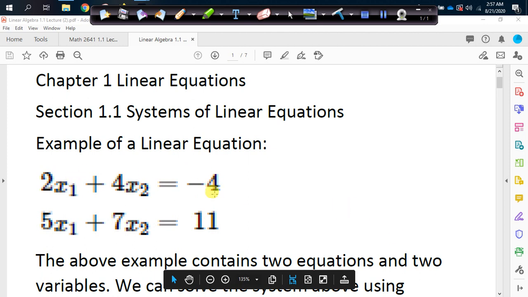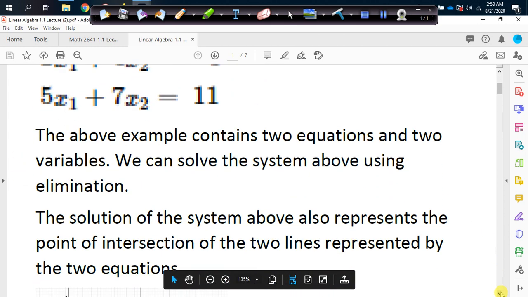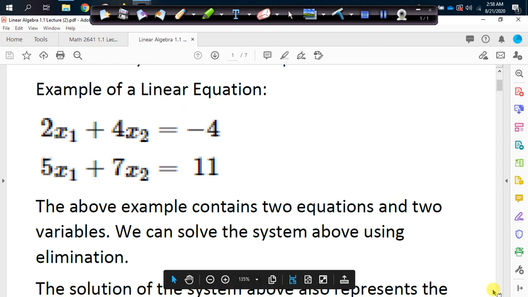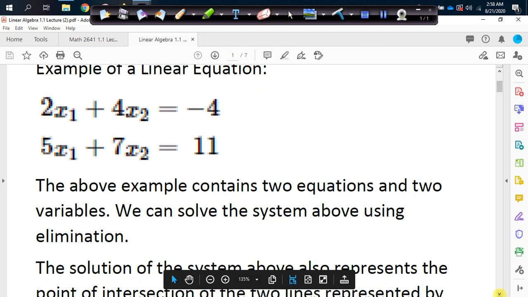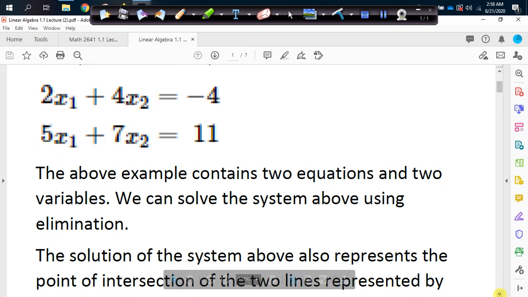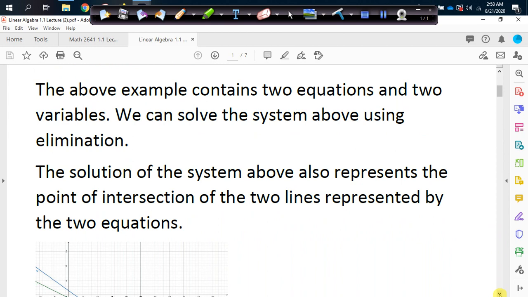And when we solve a system like this, we're finding the ordered pair x1, x2 that works in both of these equations. So we can solve this system using elimination. We could also solve it using substitution. Those are two methods that are taught in college algebra. So in this course, we're going to think more about elimination, because when we work with matrices, it's more like the process of elimination.